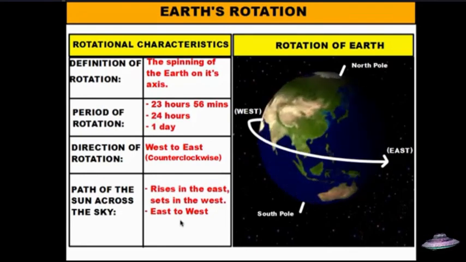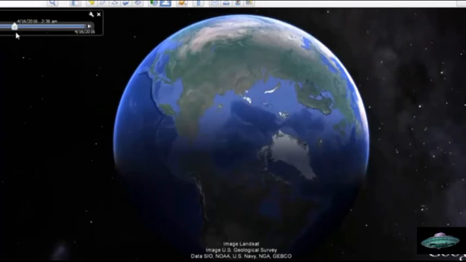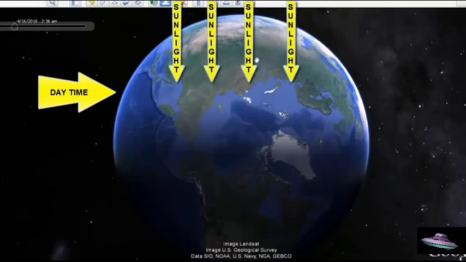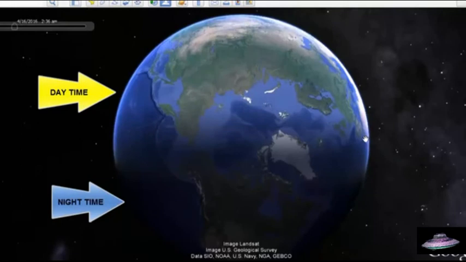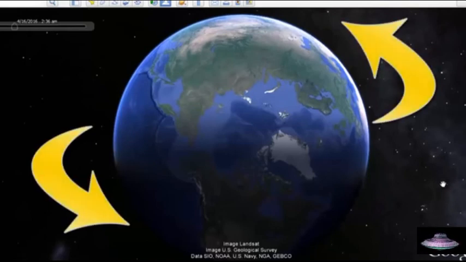Let's take a peek at how that looks on Google Earth. So let's start out with some basics here. The bright half of the Earth is in daytime because it's getting the sunlight from the sun. The dark half of the Earth is nighttime because it's getting no light from the sun. So currently, the United States is in nighttime, and then you have Europe and Asia in daytime. Now, the Earth, remember, rotates in a counterclockwise direction, so it moves in this direction here.